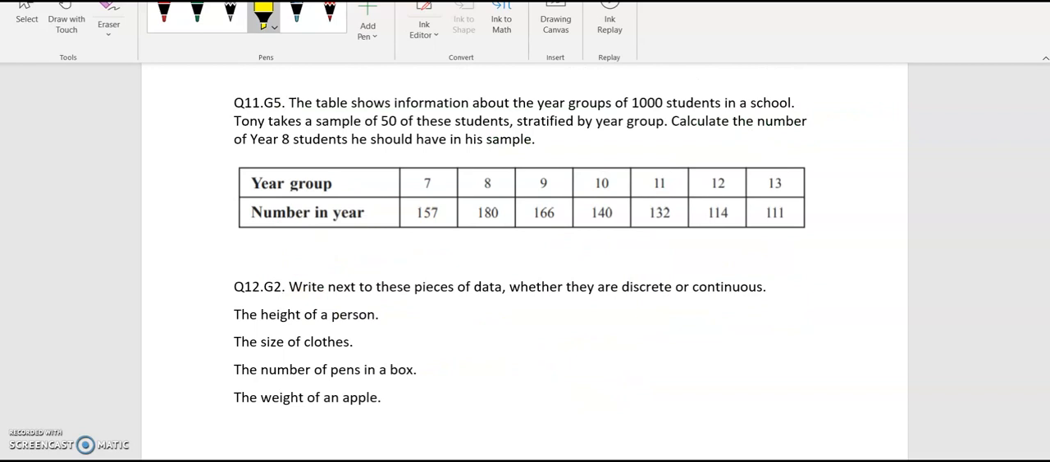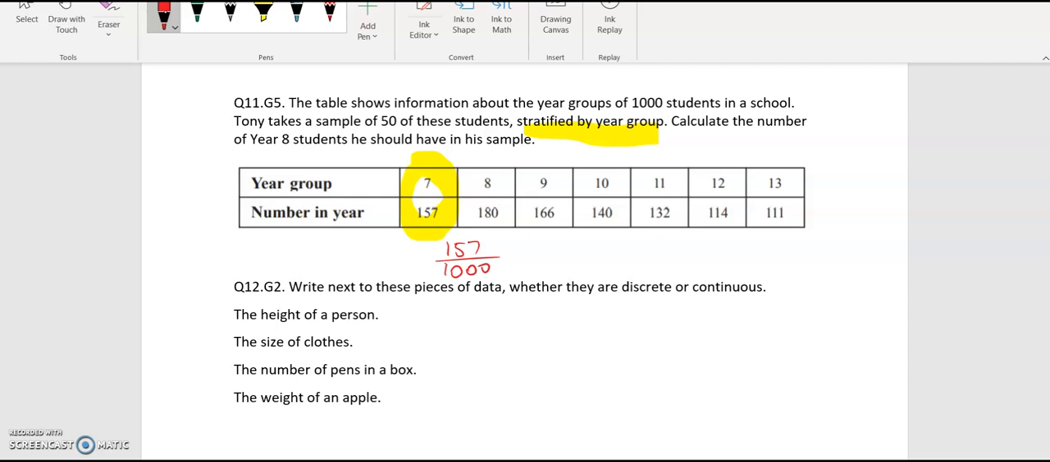Question number 11. The table shows information about the year groups of 1,000 students in a school. Tony takes a sample of 50 of these students, stratified by year group. Stratified by year group means that you're using the same fraction again. So if we take year 7, for example, we've got 157 pupils. So 157 out of 1,000. So that is the kind of fraction that we're looking at.